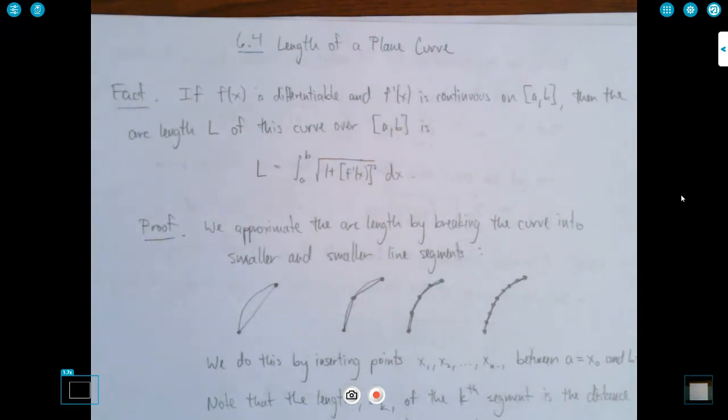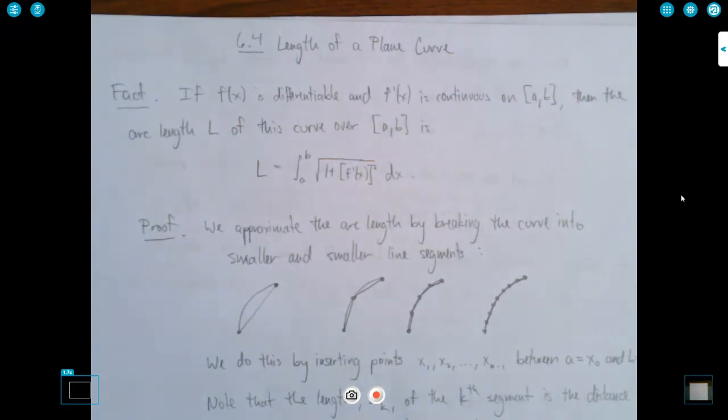Anyway, so in 6.1, we talked about the area between two curves. And then in 6.2 and 6.3, we talked about the volume of solids of rotation. So 6.2 is about the disk washer method. 6.3 was about the cylindrical shells method. Another thing that we can do with integration is calculate the length of a curve.